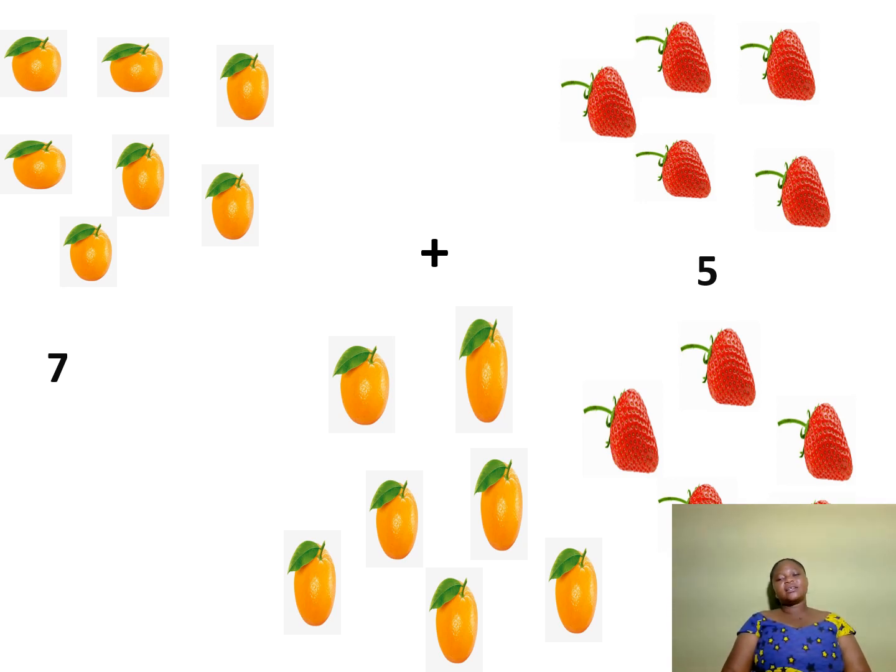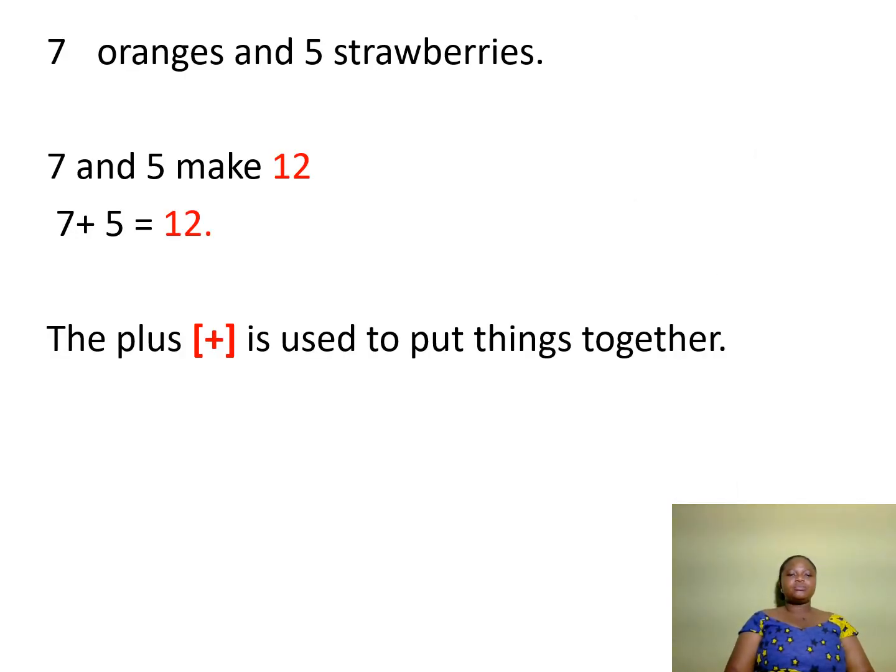Are you done? Now add them together. Now add all together. Good. So we have how many? 12 fruits in all. Good. We have 7 oranges plus 5 strawberries as we did it.